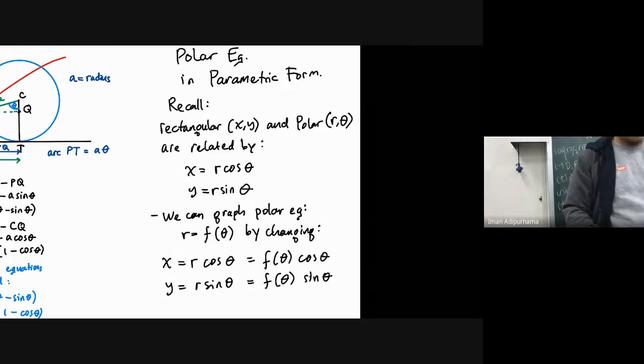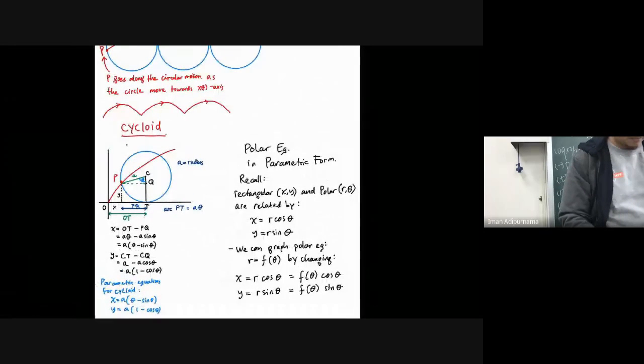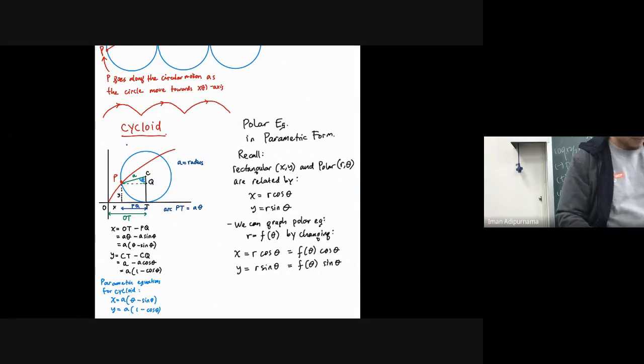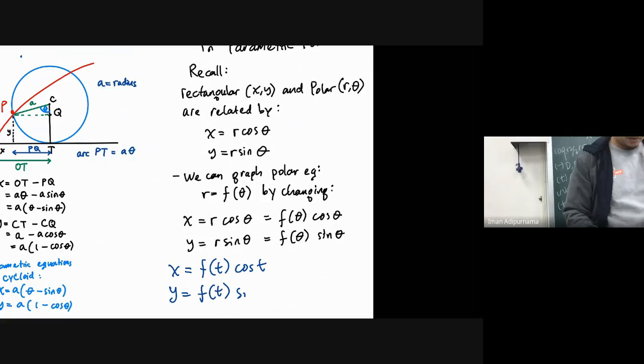Okay. Let me write the conclusion. So in parametric form, you will have x is f of t cos t, y is f of t sin t.